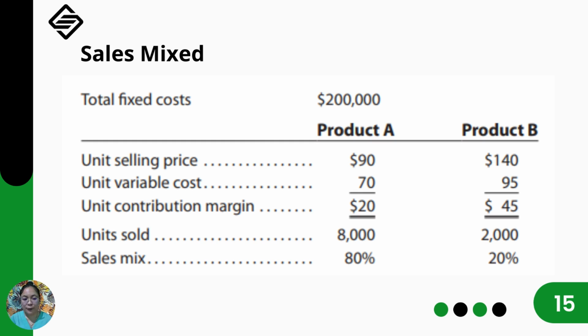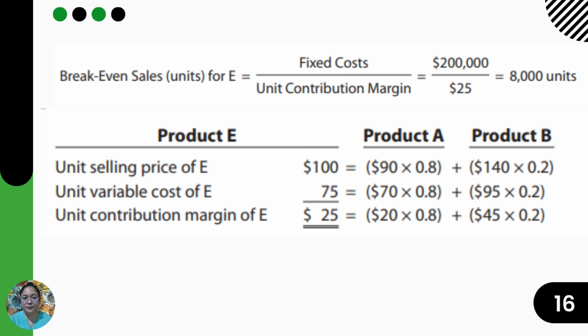Let's study the data provided. There are two products sold, A at 8,000 and B at 2,000 units. From this, the sales mix can be computed at 80% for A and 20% for B. From that, we will make a third product. Let's call it product E. The selling price and variable cost for the third product are based on the sales mix made by A and B.